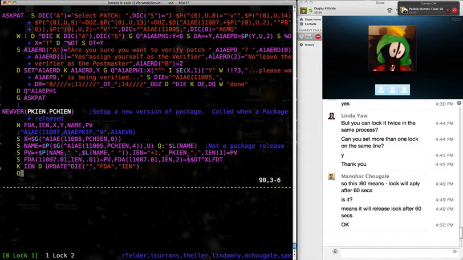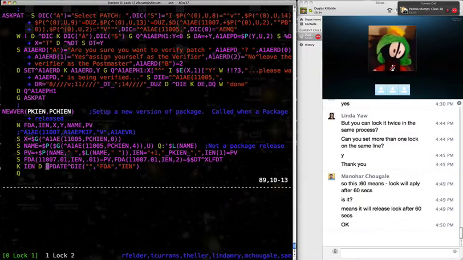Let's see if there are any more locks. Okay. This one is interesting in the fact that it has no locks. But remember what I told you about FileMan's UPDATE, UP^DIE? It will do the locking for you. You do not have to do any locking. Okay.